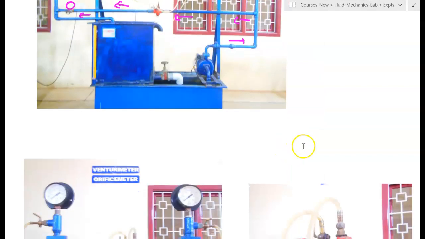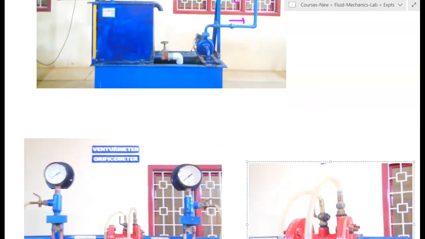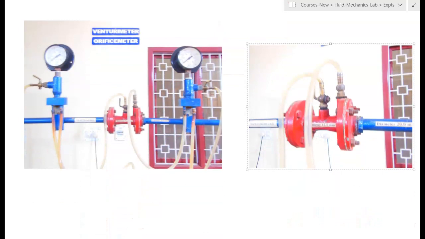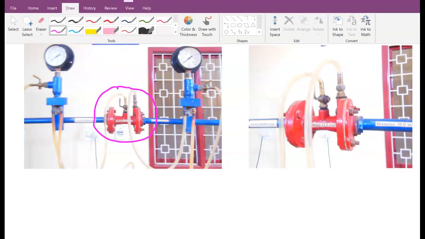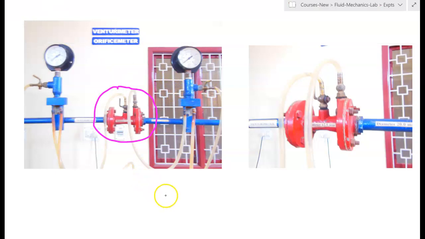And now let us see a close view of how a Venturi-meter looks. This is the Venturi-meter that is there in an FM lab. As you might know, a Venturi-meter has a throat. A Venturi-meter has a convergence section followed by a throat and then a divergent section. This is how a Venturi-meter looks.